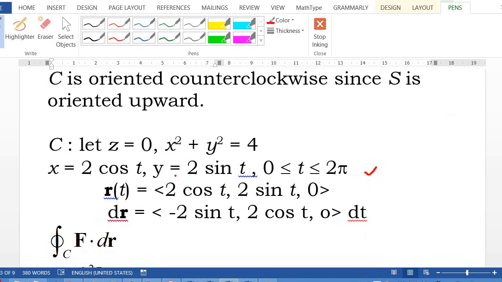Then from the xy parametric equations, you put them into r(t). Component i is the x parametric equation, and component j is the y parametric equation. Then you find dr by differentiating r(t): d/dt of 2 cos t is negative 2 sin t, and d/dt of 2 sin t is 2 cos t. The curve is in 3D, so component z is 0 because on the xy plane z is 0, and its derivative is 0. So dr/dt, then bring dt to the right-hand side.